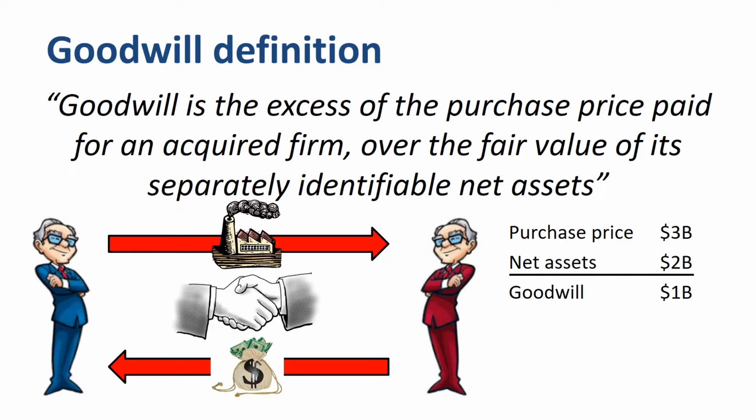Goodwill is the difference between what a company pays to buy an acquisition target and what that acquired company is worth on paper. Goodwill is recognized only in a business combination, and goodwill is not amortized.